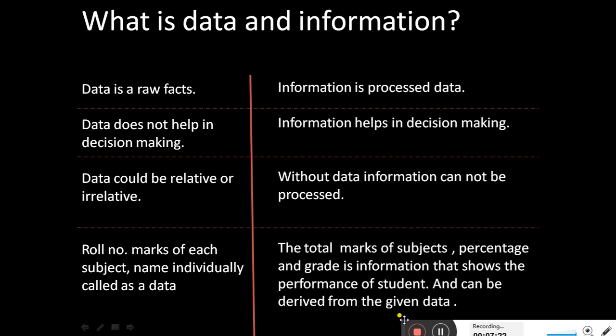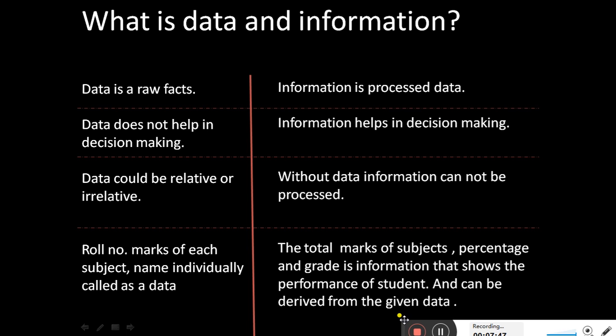Now, what is information? Information is processed data. Whatever data you have collected, you have to process it to make it into the form of information. So, you are supposed to process the collected data into information. Okay. Now, information helps in decision making. You can make decisions based on this information.